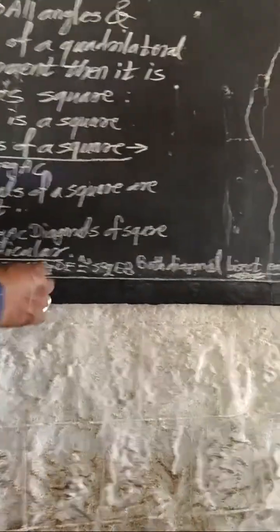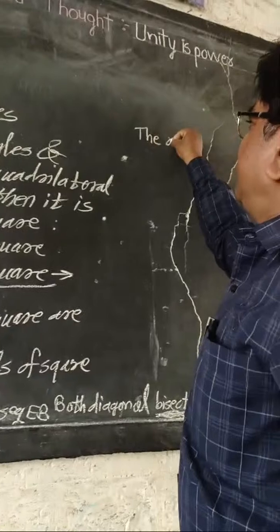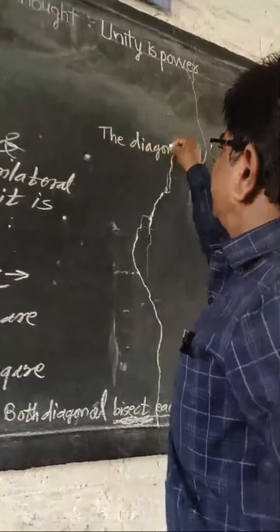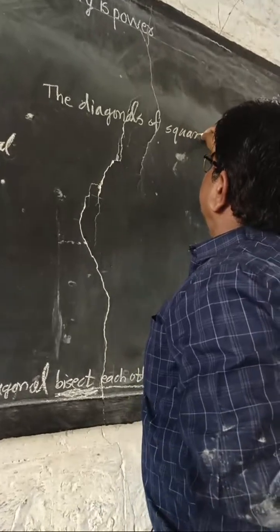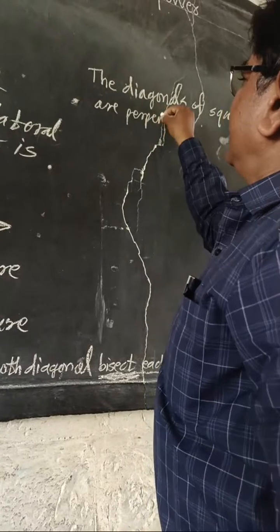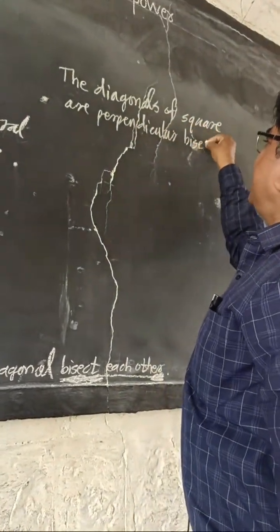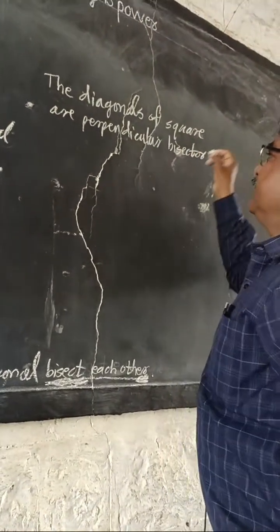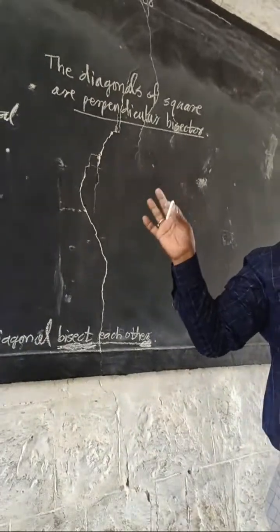What do we write as the conclusion? The diagonals of a square are perpendicular bisectors. That is the final conclusion we write here.